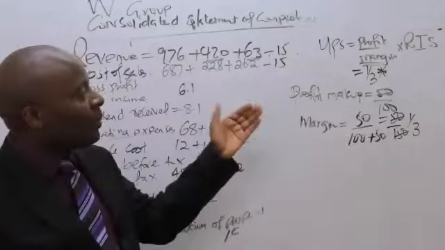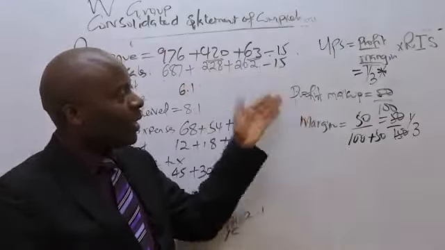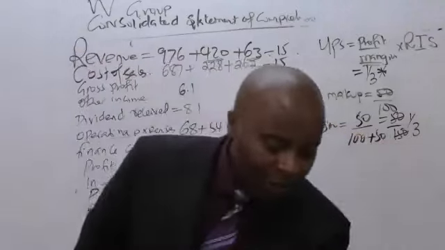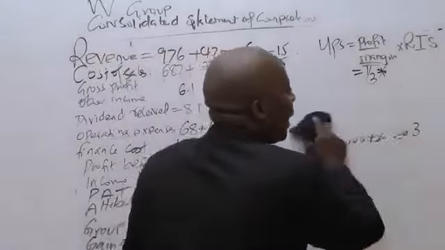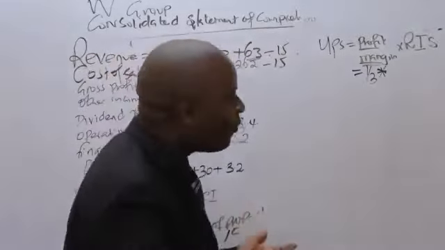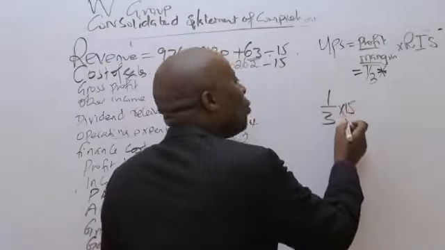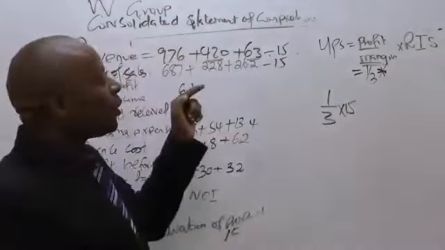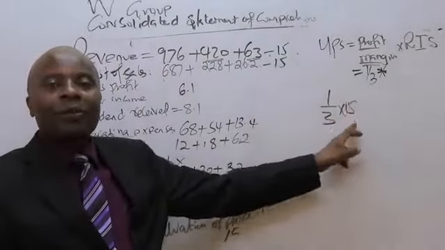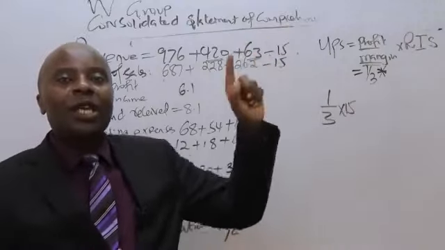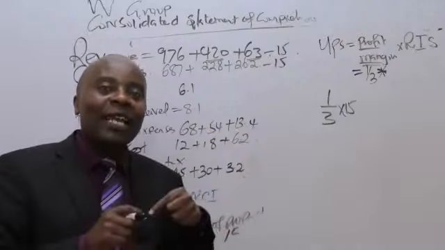So once I've gotten this margin, to get unrealized profit on stock, I'll take the margin times REIS. REIS means remaining intra-sales, which is 15. So a third times 15. But the company that sold these goods has already sold something here. At the moment these goods find their way to third parties, we realize the profit.